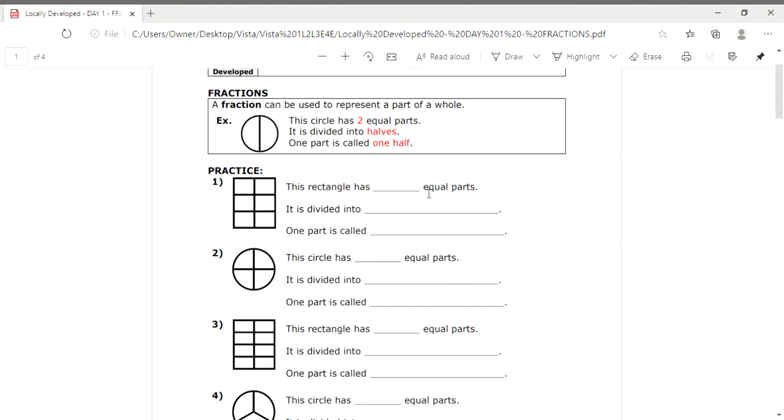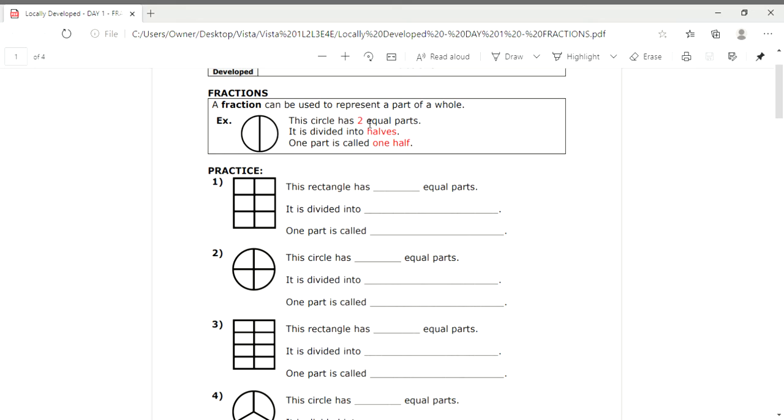This rectangle has how many equal parts? 1, 2, 3, 4, 5, 6 equal parts. It is divided into sixths. One part is called 1/6. So the number of equal parts it's divided into, that many, although the wording changes.